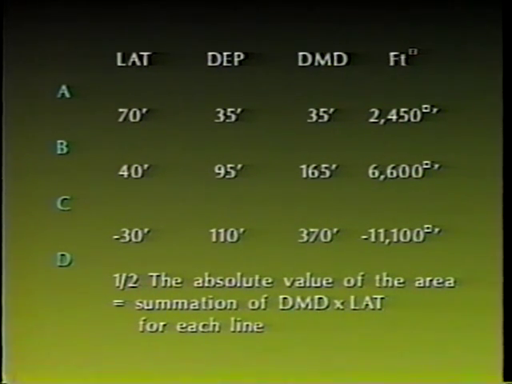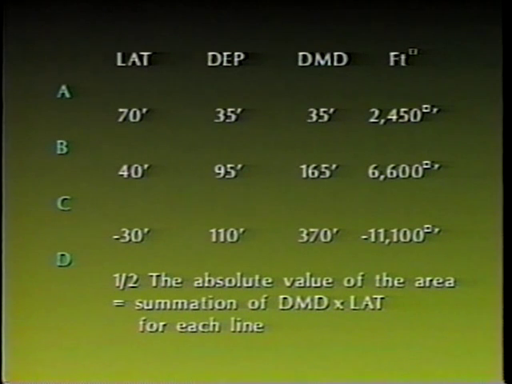The DMD of line AB is plus 35 by rule number 2. The double area is the latitude of AB, plus 70, times the DMD, plus 35, or plus 2450. The DMD of line BC is the DMD of the first line, plus 35, plus the departure of the first line, plus 95, plus the departure of the line itself. This equals plus 165. The double area is the latitude of BC, plus 40, times the DMD, plus 165, or plus 6600.